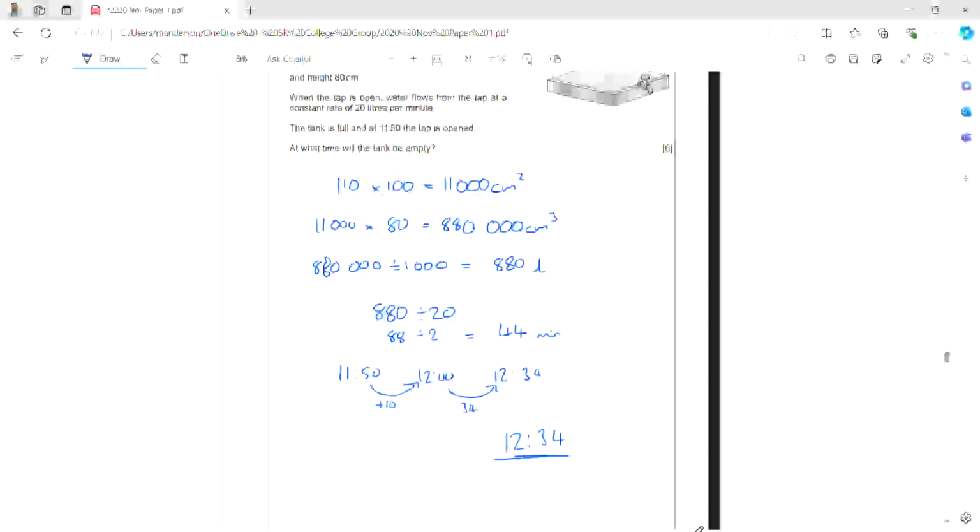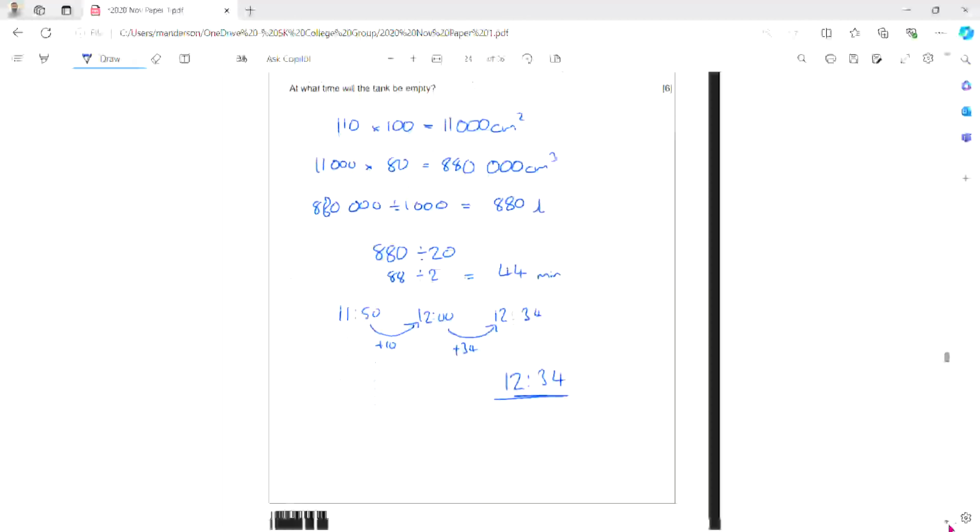at 12:34. So once again, found the area so I can find the volume. When I know the volume, I can convert my centimetres cubed into litres. 880 litres divided by 20 gives me 44 minutes, and if I start at 11:50 and add on 44 minutes, I'm going to get to 12:34.